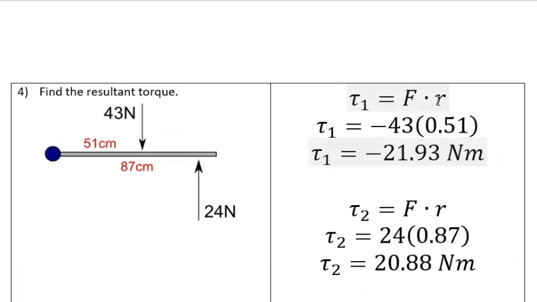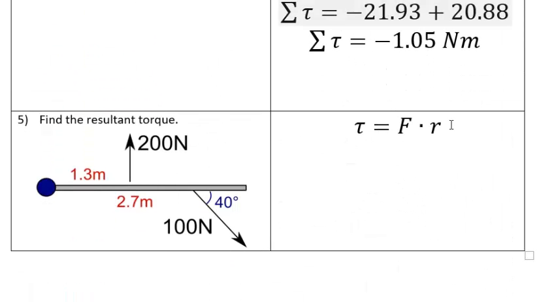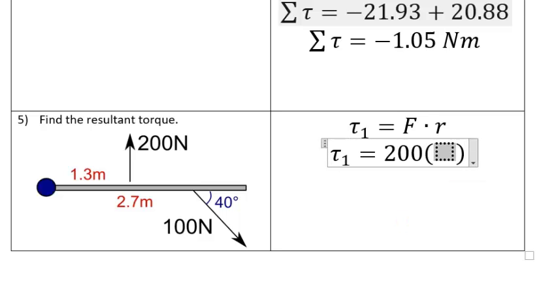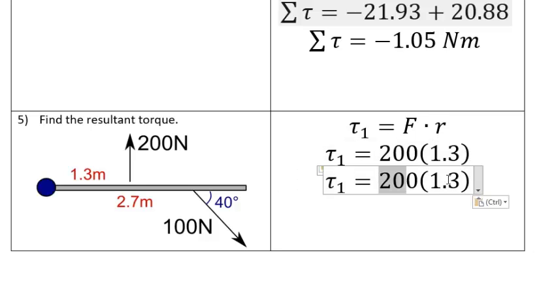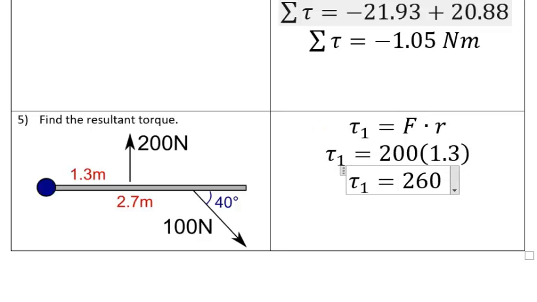Okay, now same idea in the next exercise. I have two torques in here, so I'm going to find the first one. For the first one, this vertical force is going to rotate the object in this direction, which is a positive direction. So the torque 1 will be with the positive force 200 times the distance, which is 1.3 meters. It's already meters, so I don't need to convert it. I just need to multiply 200 times 1.3. The answer will be 260 newtons times meter.